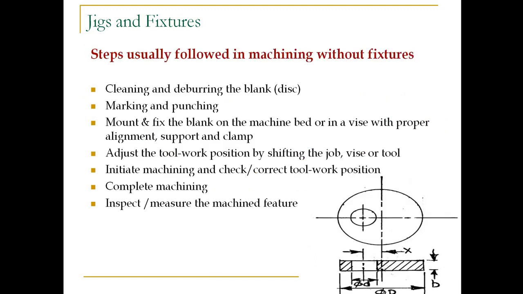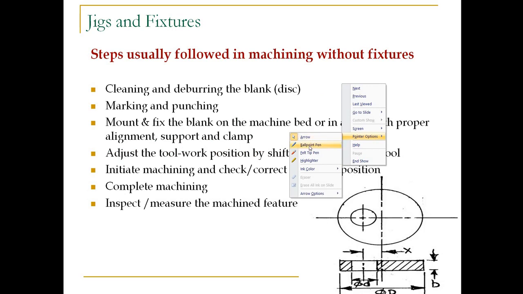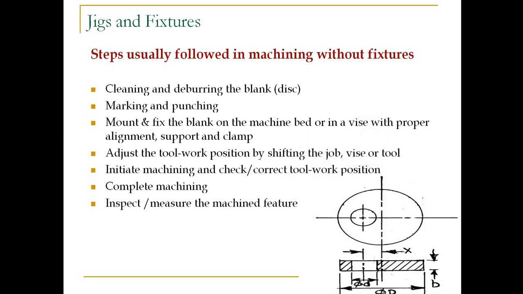But before that, suppose we are not using jigs and fixtures, what are the problems you will be facing, or what is the tedious process without using jigs and fixtures? Suppose you take a disc over here. This is the disc. On the disc, suppose you want to make a hole about its axis at this much distance, and this hole is of a particular size, say diameter small d, and the diameter of the bigger circle is capital D.